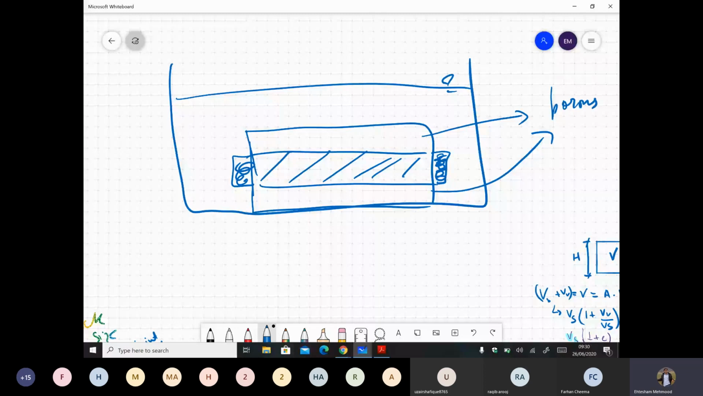Hello, can you see that? Yes, sir. Okay, so one of you said that if we place sand on top and bottom, if this is the sand, what will happen? It will move on the sides like this, right?